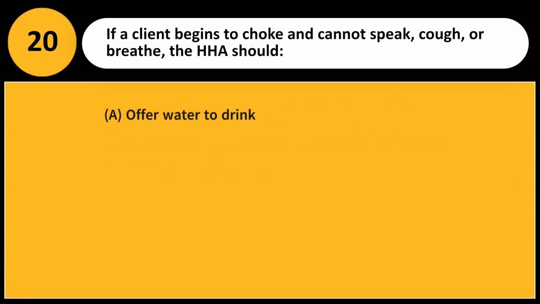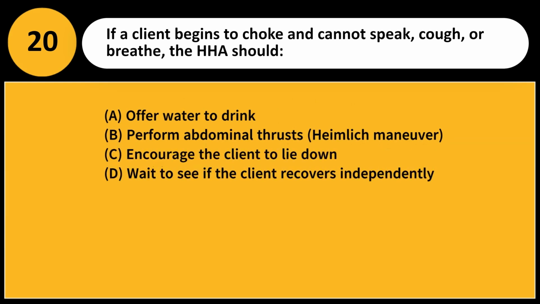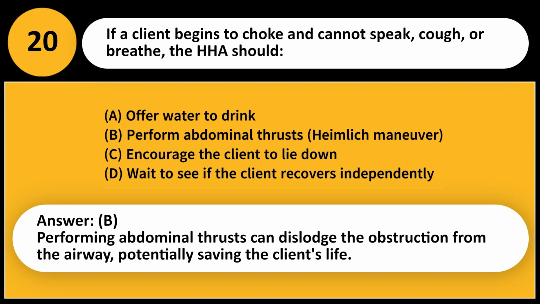If a client begins to choke and cannot speak, cough, or breathe, the HHA should A. Offer water to drink. B. Perform abdominal thrusts, Heimlich maneuver. C. Encourage the client to lie down. D. Wait to see if the client recovers independently. Answer B. Performing abdominal thrusts can dislodge the obstruction from the airway, potentially saving the client's life.